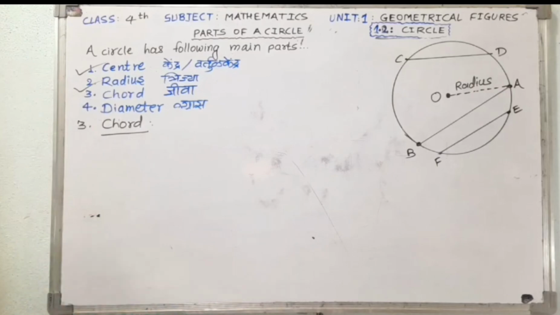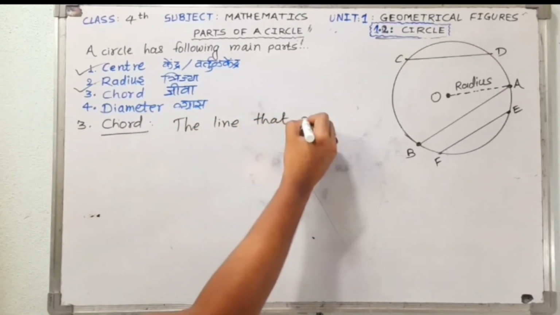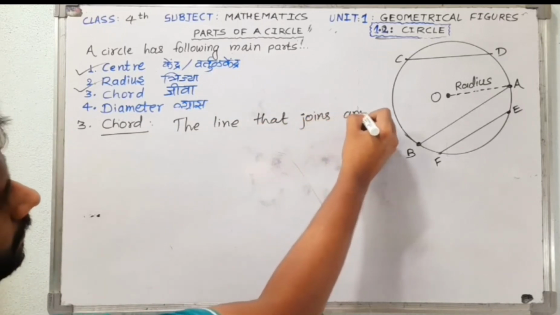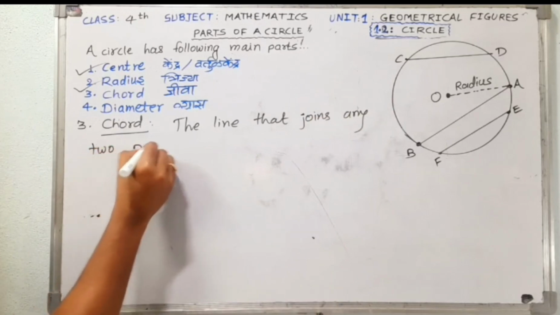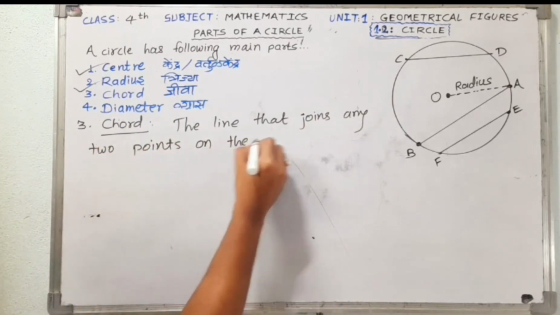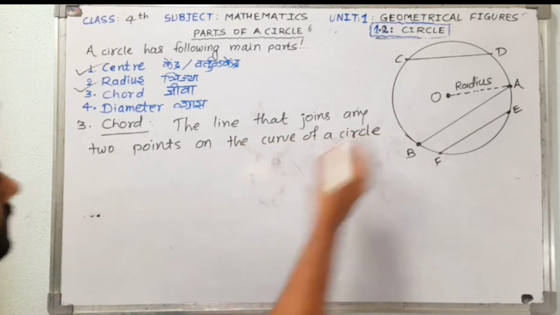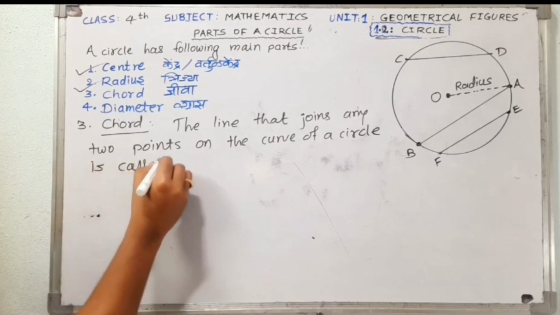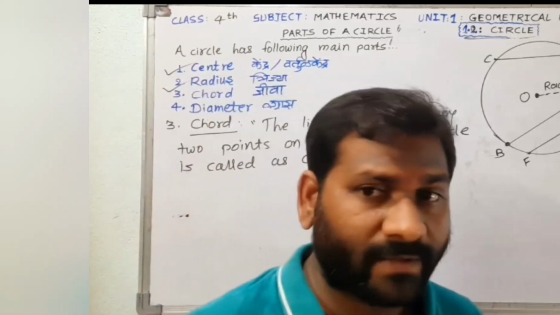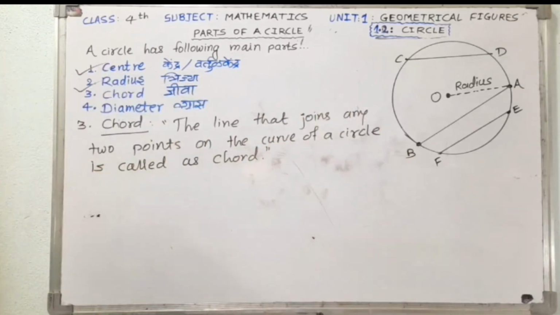Or it is simply, what is the definition? A chord is the line that joins any 2 points on the curve of a circle, on the curve of a circle, is called as chord. Okay, so this is the definition of the chord. What is the definition? The line that joins any 2 points on the curve of a circle is called as chord.